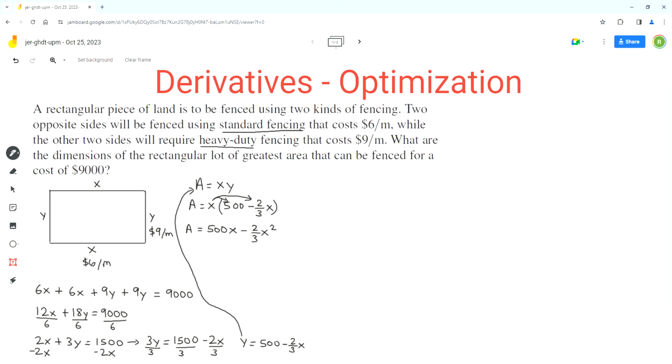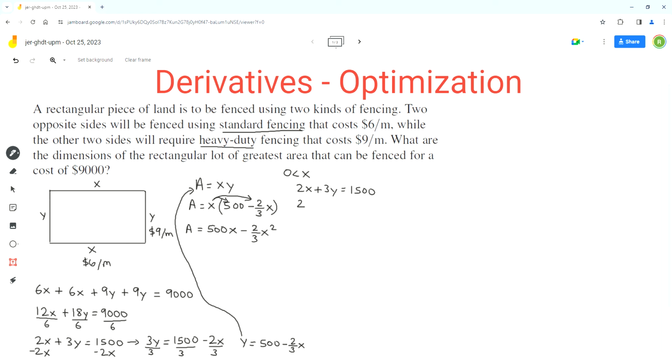Now we can write the domain for this area equation. We know x represents the length of the rectangle, so x has to be greater than 0. Now for the upper limit, we'll have to analyze the cost equation, and the cost equation we got was 2x plus 3y equals 1500. Now x will be a maximum when y is equal to 0, because y cannot be a negative number, so the lowest possible value for y is 0.